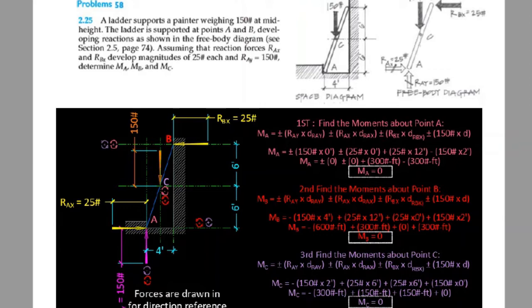Once again, we find that by plugging in the forces and their corresponding perpendicular distances, we can quickly find that the moment about point C is equal to 0. Please note that in this problem, the forces are drawn in for direction references and are not to scale.